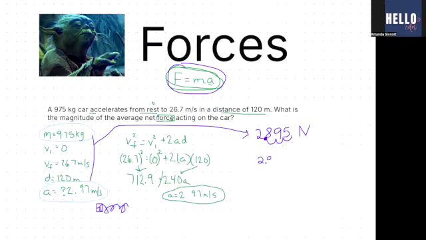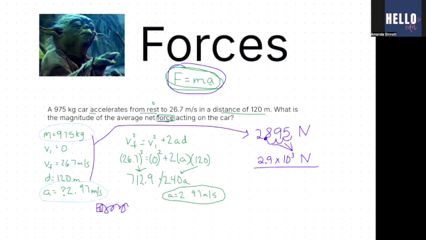2.9 times 10 to the third power newtons. Why is it 10 to the third power? Because we moved 1, 2, 3 times to get the decimal up. And this is our final answer. That is the force acting on the car.